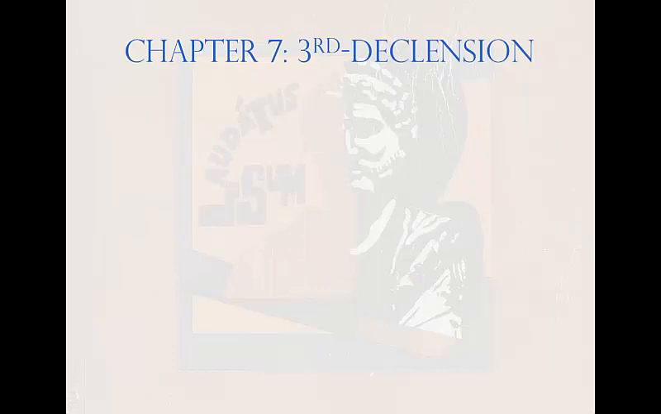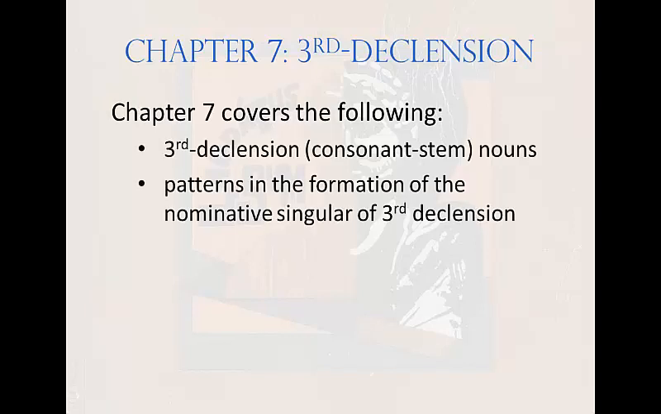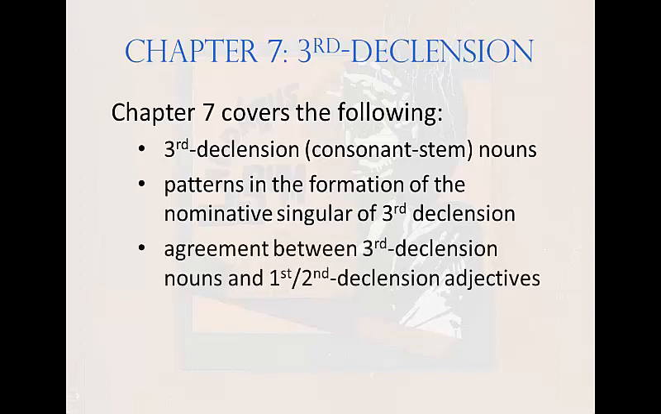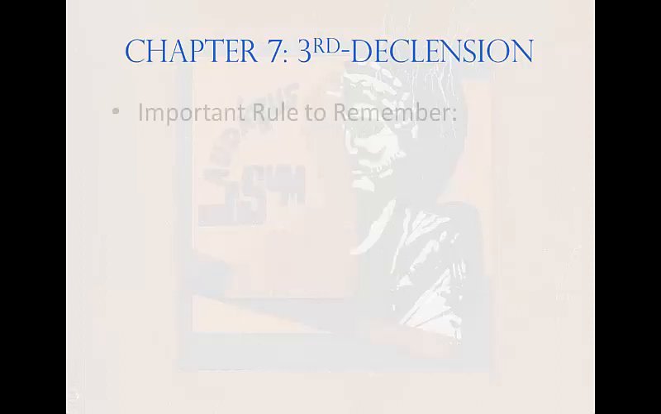Chapter 7. Third Declension Nouns. Chapter 7 covers the following: third declension, that is, consonant stem nouns, patterns in the formation of the nominative singular of third declension, and the agreement between third declension nouns and first-second declension adjectives. At the end of the lesson, we'll review the vocabulary which you should memorize in this chapter. There is only one important rule to remember here.